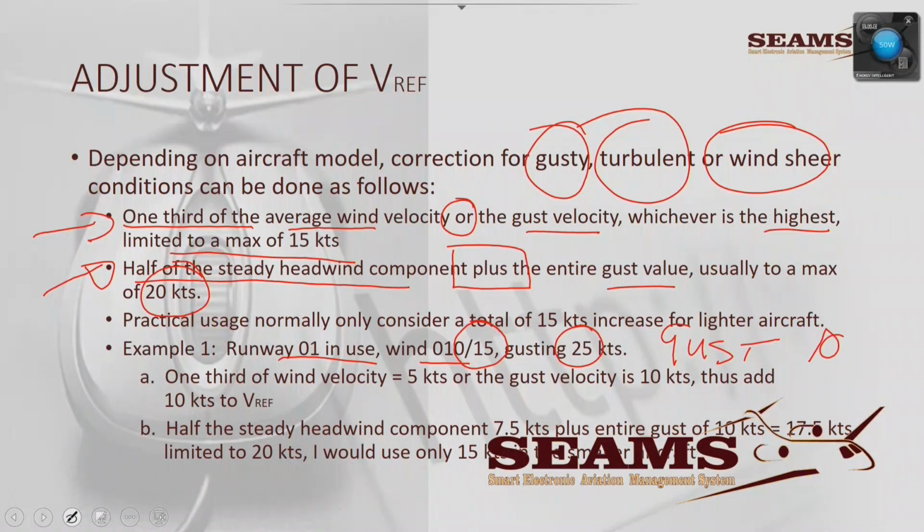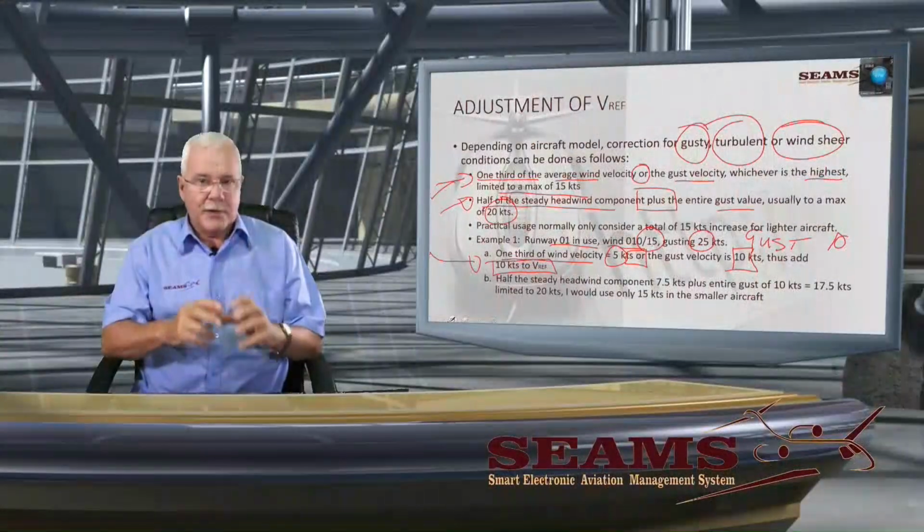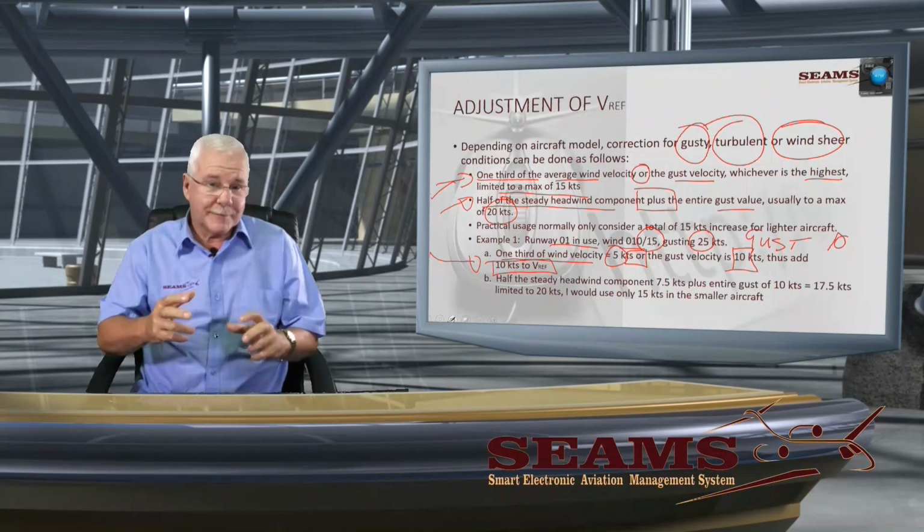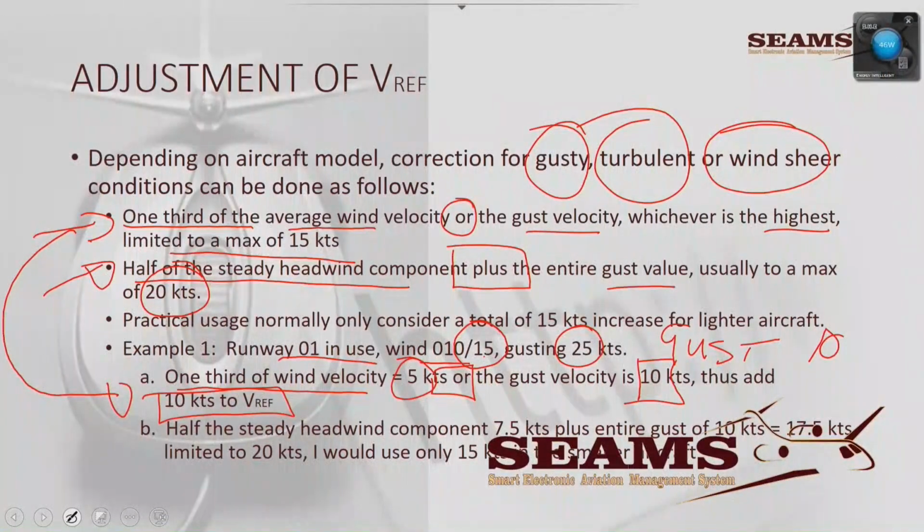So according to the first one, it says 1/3 of the velocity, which is 5. And then it says or, the gust, which is 10. So in this case, we have to take 10. So we'll then add 10 knots to the VREF. Let's do the other one, and you'll see how it's quite different.